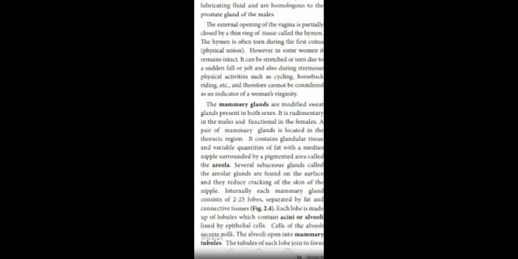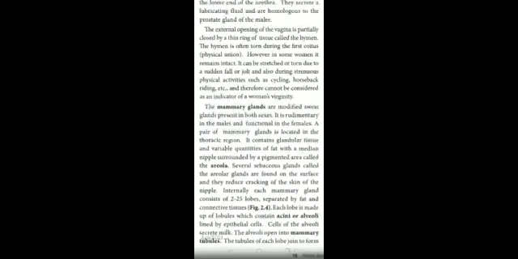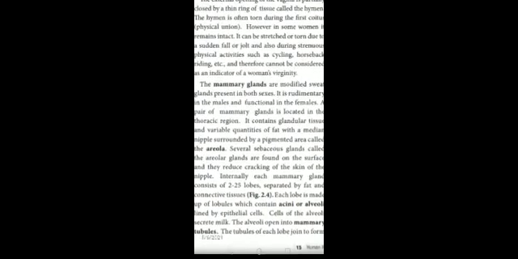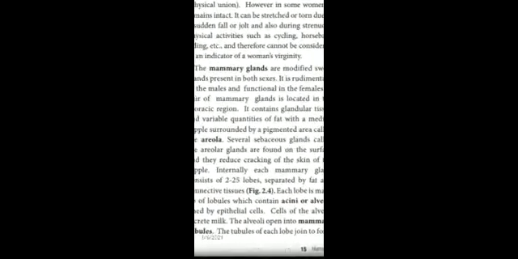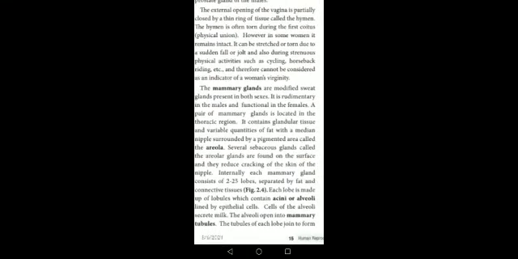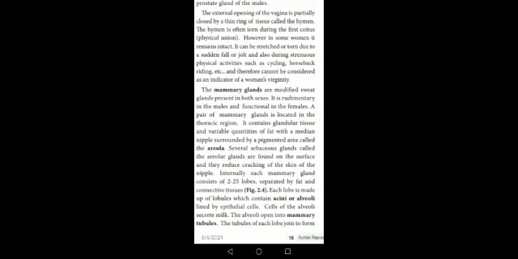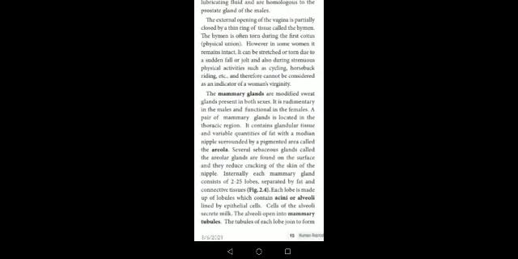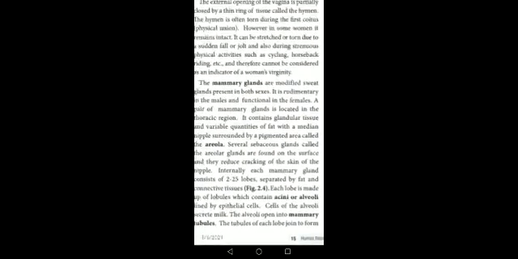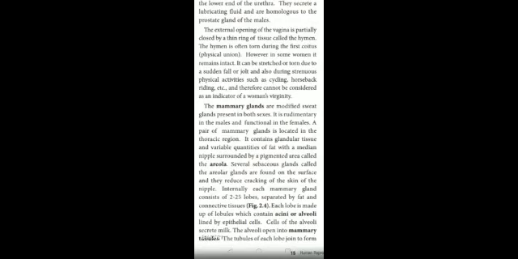A pair of mammary glands is located in the thorax region. It contains glandular tissue and variable quantities of fat, with the median nipple surrounded by the pigmented area called the areola. Then they also have several sebaceous glands.